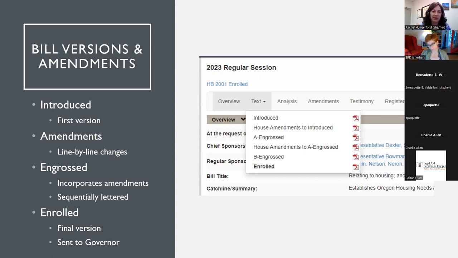There's a separate tab in OLIS, an amendments tab, that's going to list all of the amendments that were proposed. But when you're looking at the bill versions, the amendments here are just the ones that passed out of committee.